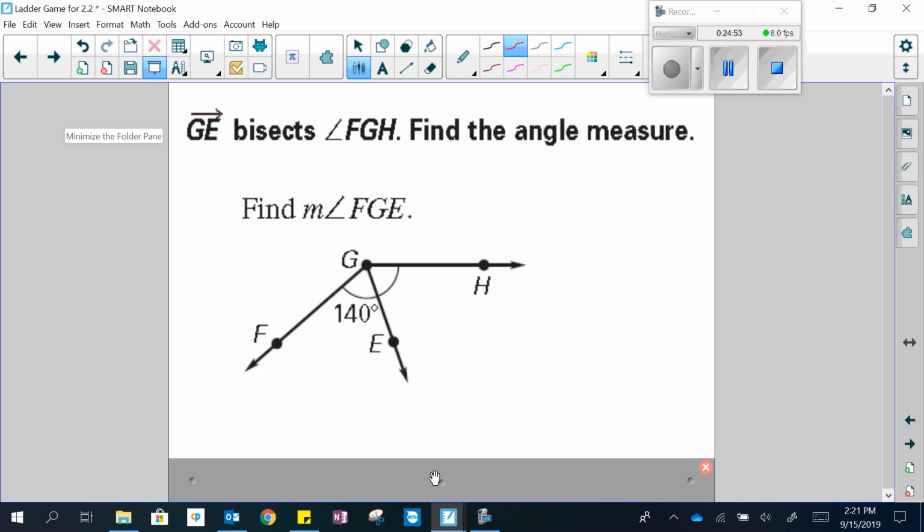All right, this is giving you the whole angle and it wants you to find FGE. FGE, it's right here. This is the angle we're referring to, but that's not a 140-degree angle. That's an acute angle. The 140 is the number that goes all the way across, right? So that's 140. But we would take half of that, and half of that is 70. So this would be 70. And that makes sense because it looks acute. All right, on to the next problem.